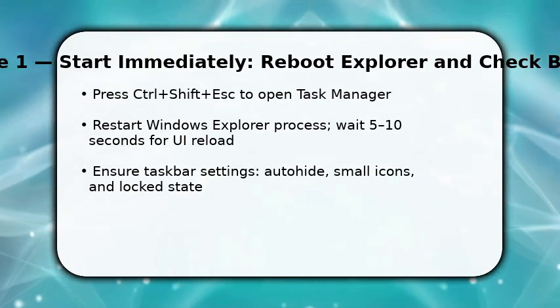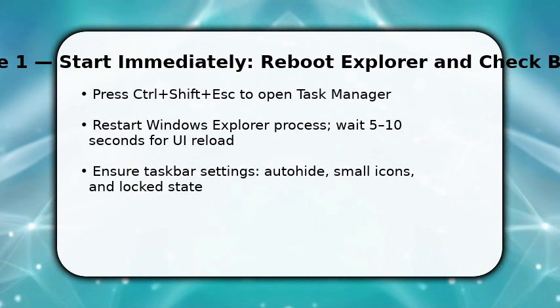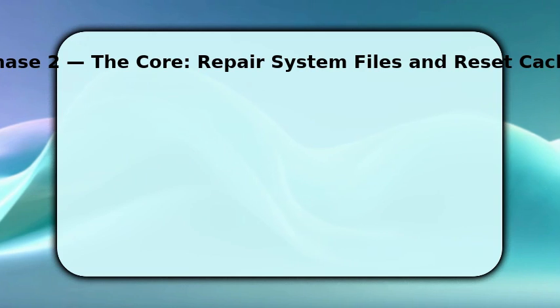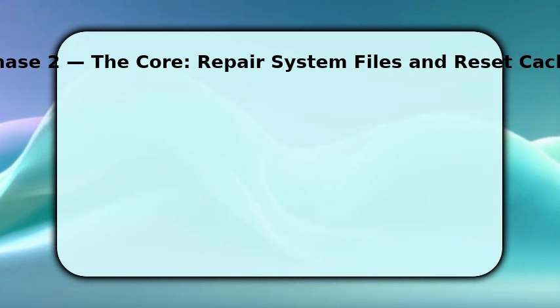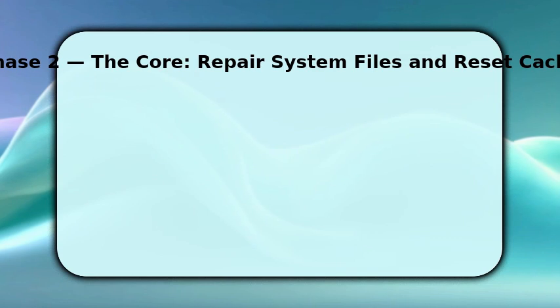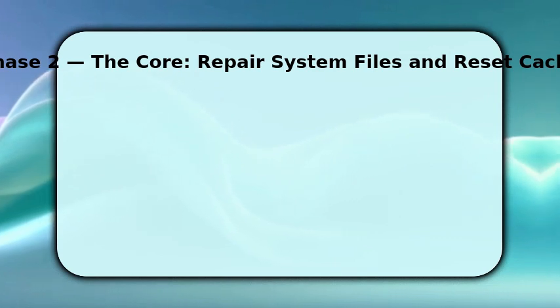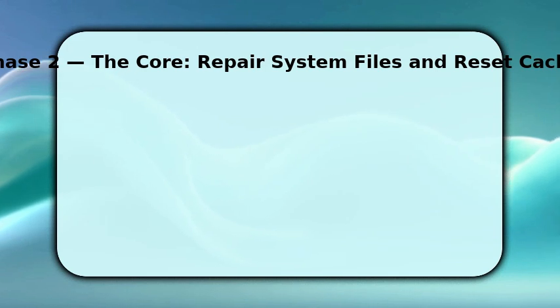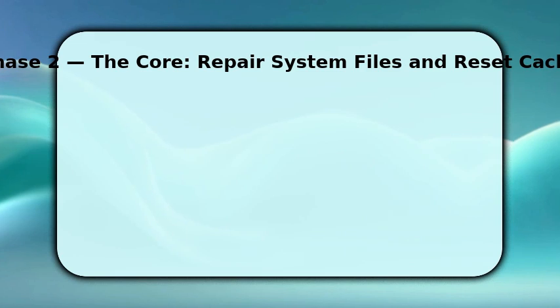Now repair deeper issues. Open an elevated PowerShell and run sfc /scannow, then dism /online /cleanup-image /restorehealth. These replace corrupted system files that break the taskbar. Next, close Explorer and delete the icon cache.db and taskbar cache in %LocalAppData%, then restart Explorer to rebuild those files.